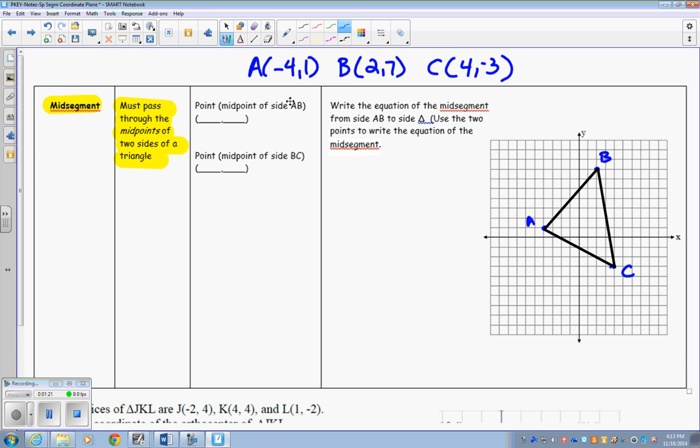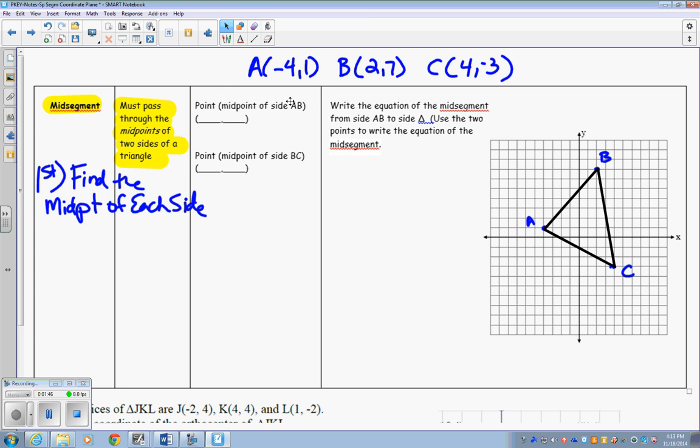So you're going to find the midpoints of each, I'm going to abbreviate. That's what they're asking us to do here. They want us to find the midpoint of AB and to find the midpoint of BC. Now, I can do that using the midpoint formula, or I can just count it on the graph using the slope.